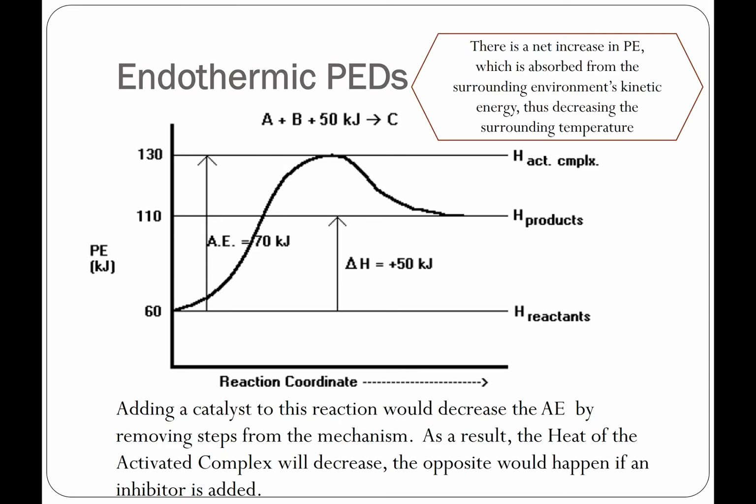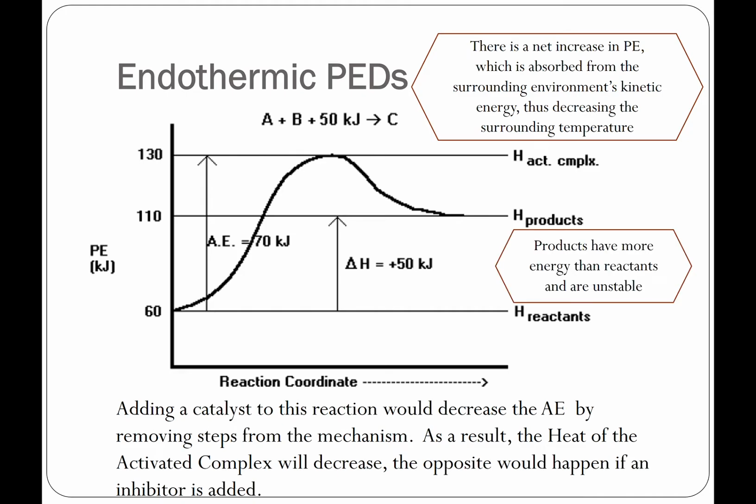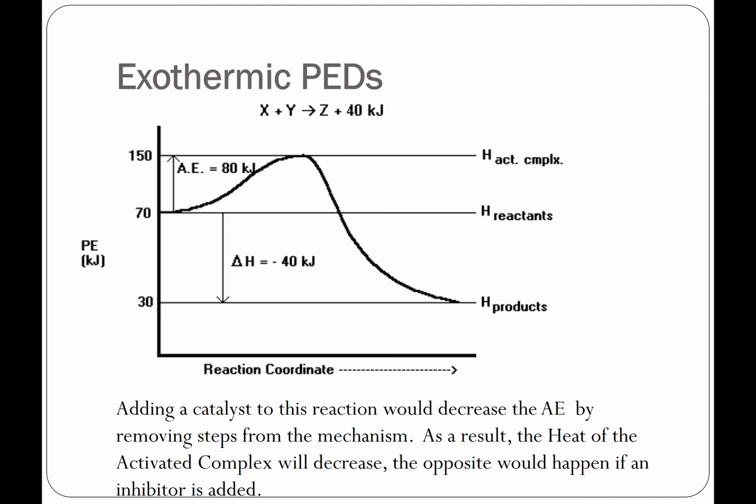Now, just by looking at this, this is an endothermic diagram. We have a net increase in potential energy which is absorbed from the surrounding environment, the kinetic energy of the motion of particles in the environment. Everything starts to slow down, decreasing its temperature, and this reaction absorbs heat from the surrounding and has an overall gain of 50 kilojoules. So the products have more energy than the reactants, and this is considered unstable.